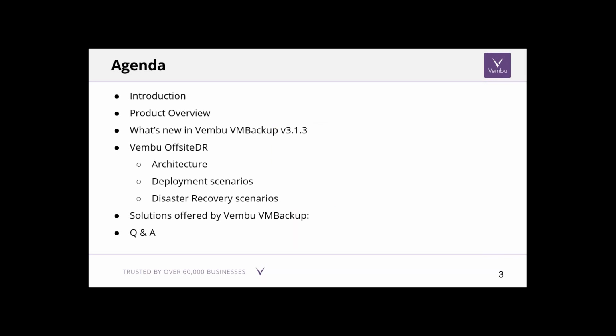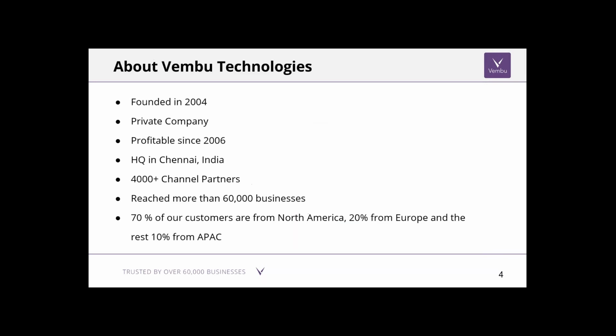Today's agenda is we'll have a quick introduction about the company, then a quick product overview, and then we're going to discuss what's new in Vembu VMBackup 3.1.3 and Vembu OffsiteDR. Architecture, deployment scenarios, and disaster recovery scenarios. The last is solutions offered by Vembu VMBackup, and at last we're going to have a question and answer section.